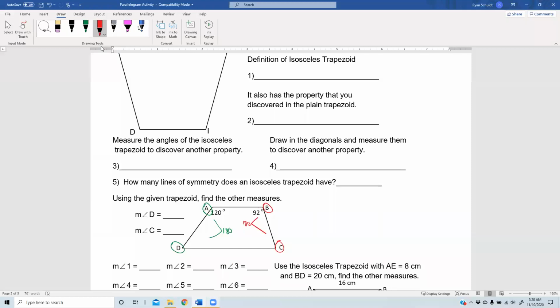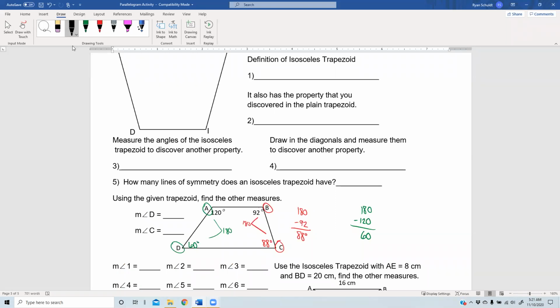So let's get B first, since I'm already writing in red. We could do 180 minus 92. That gets us 88 degrees. So there's that one. And then D, 180 minus 120. That gets me 60. There's that one. Okay, fill the blanks in.